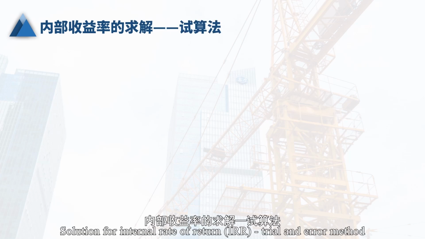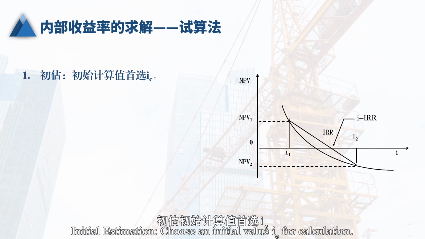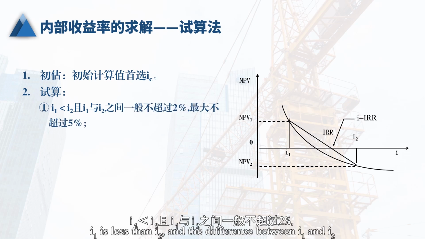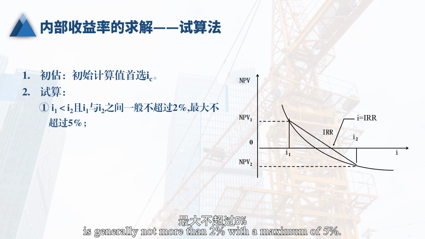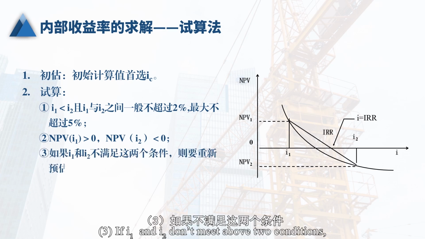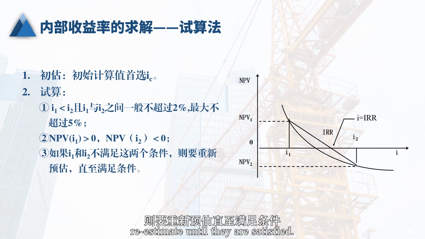Solution for the internal rate of return, IRR: the trial and error method. First, initial estimation. Choose an initial value for calculation. Second, trial calculation. NPV(i1) is greater than 0, NPV(i2) is less than 0. The difference is generally not more than 2%, with a maximum of 5%. Let's set i1 equals ic equals 10% and calculate the value of NPV1. Third, if the above two conditions are not met, re-estimate until they are satisfied.